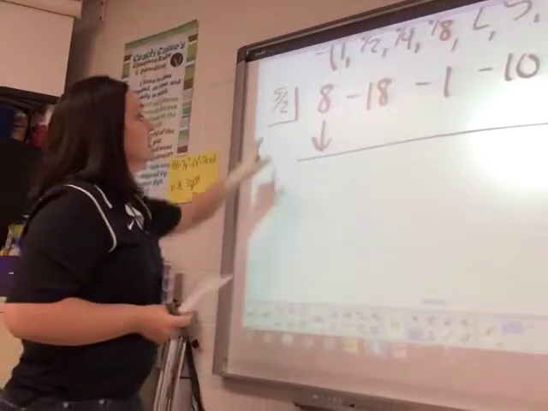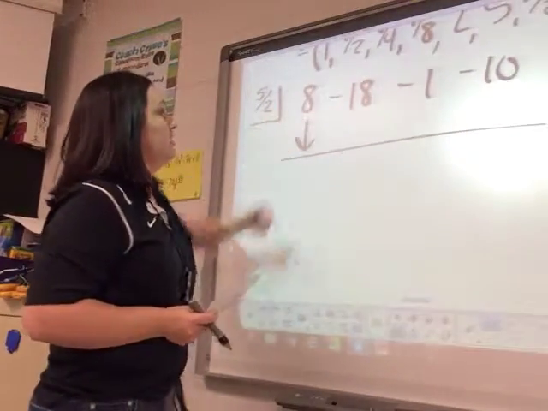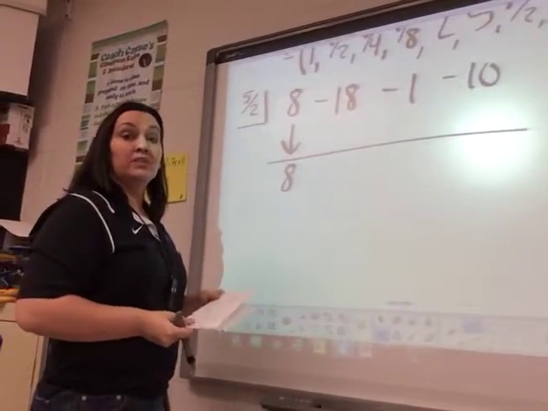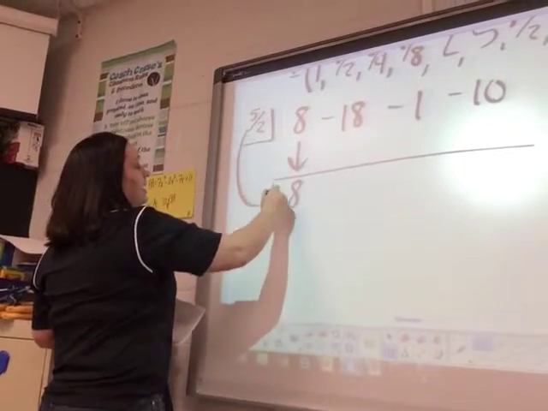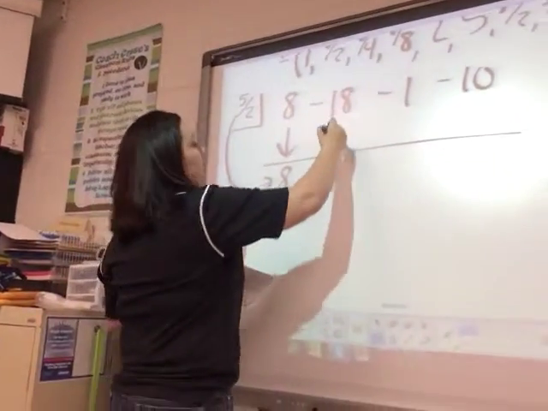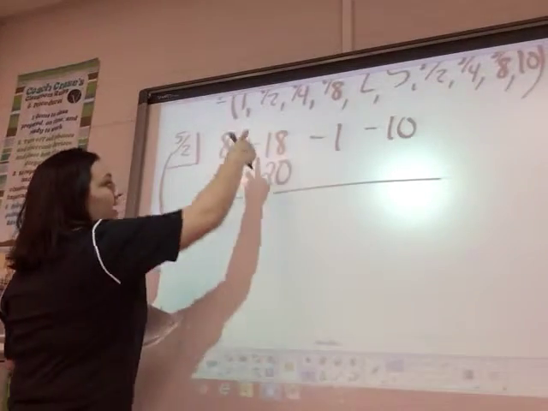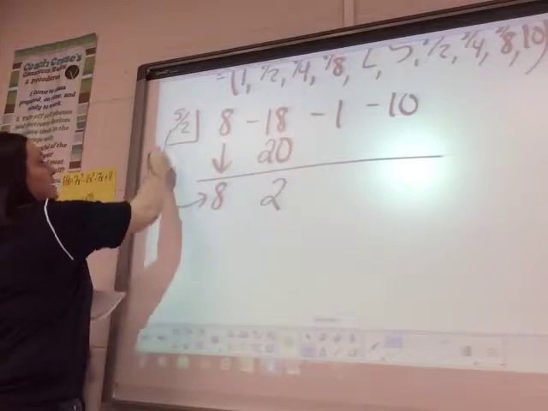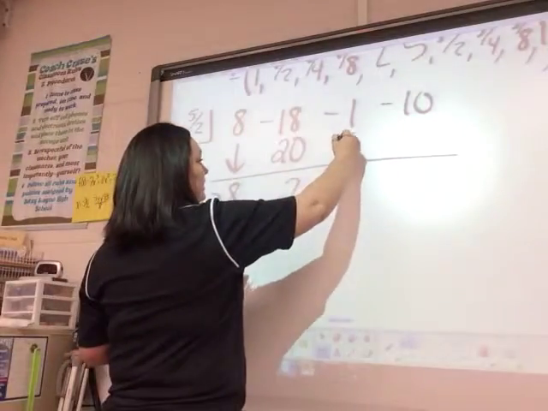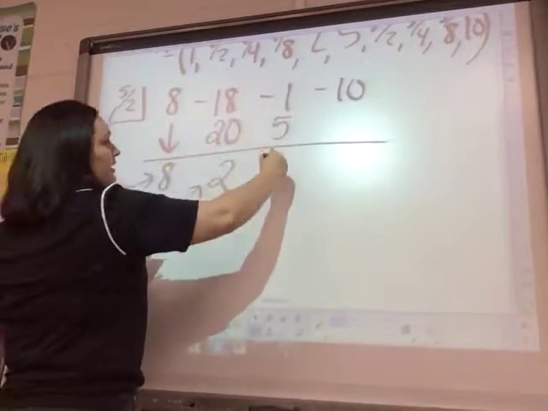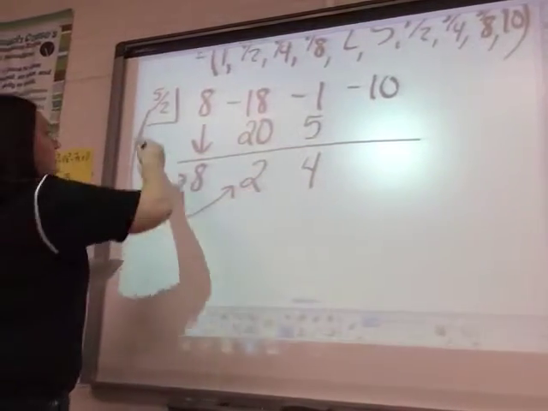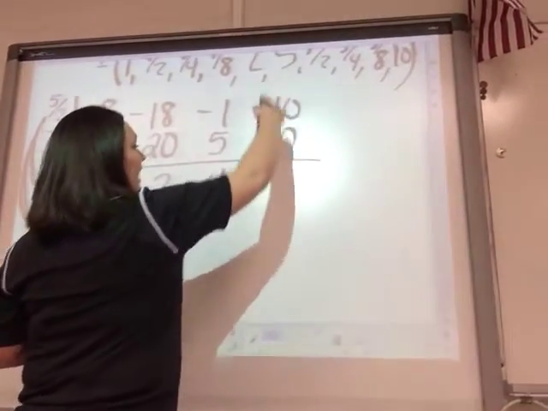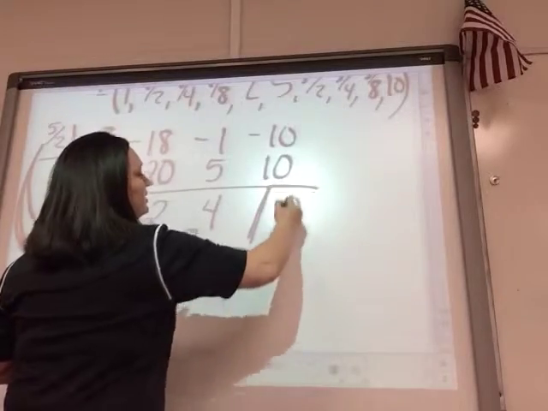So I'm going to show you the process. This is my cubic function. Synthetic says the first number always comes down. Always, always. And then the process is simply multiply 5 halves times 8. That gives me 20. Add straight down. -18 plus 20 is going to be 2. Repeat. 5 halves times 2 should give me 5. Add straight down. So you get 4. Repeat. 5 halves times 4 is going to give me 10. Add straight down to get a 0.